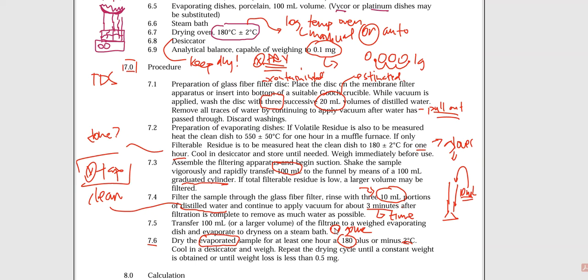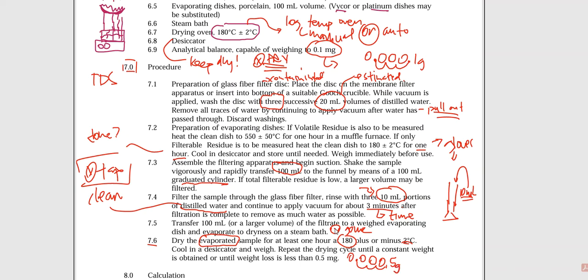Then it says repeat it until a constant weight is obtained, or until the weight loss is less than 0.5 milligrams. All right, so let's do this again. 0.5 milligrams. Milli is 1,000, 3 zeros, right? So move the decimal to the left 3 times. All right, so here's my first move, and there's my second move, and there's my third move, right there.